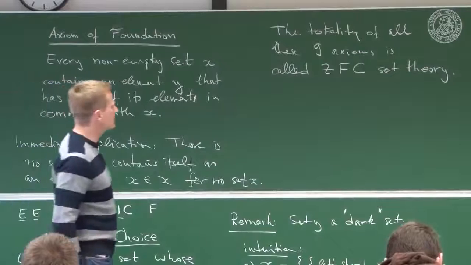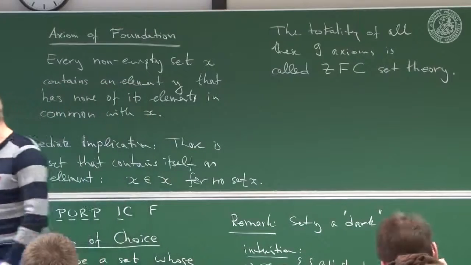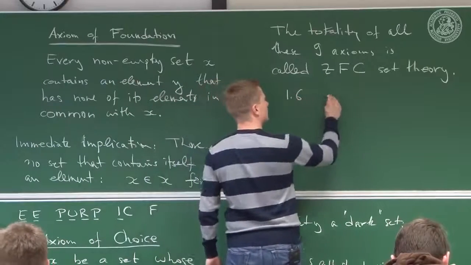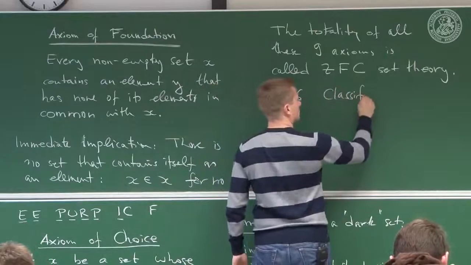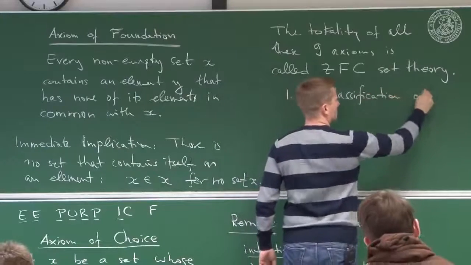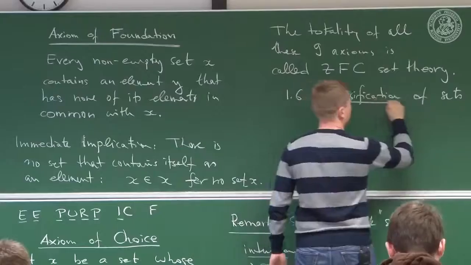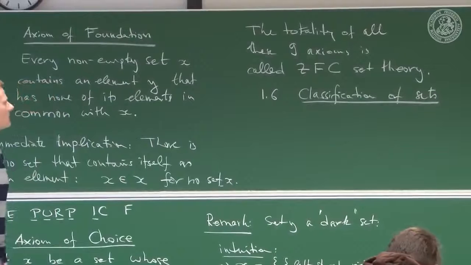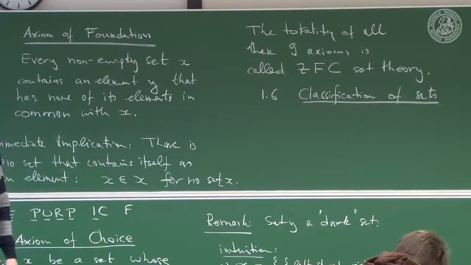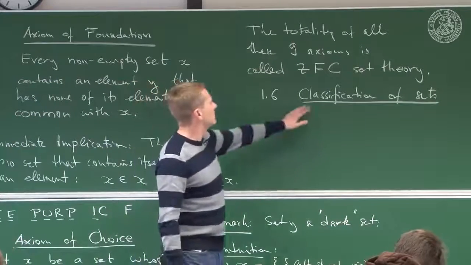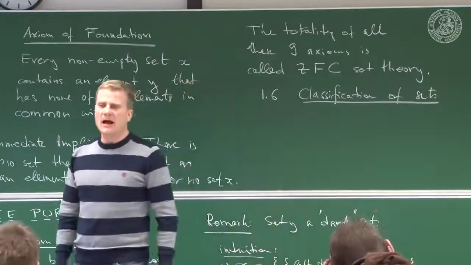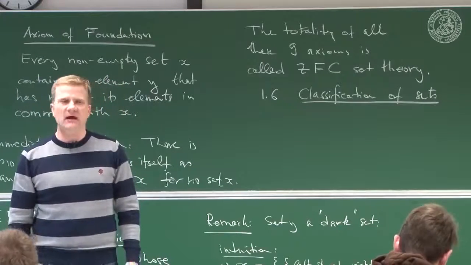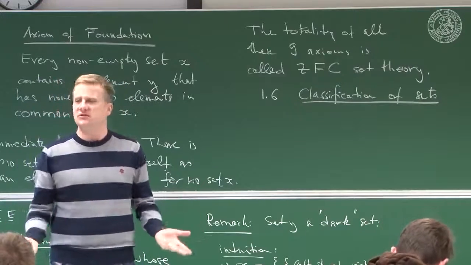With these foundations, we can actually proceed to an important topic. That's 1.6, classification of sets. Now this is an important exercise. Every time you define a notion in mathematics, you immediately ask, what is the classification? How many different objects of this type do I have? How do I get an overview over this structure?